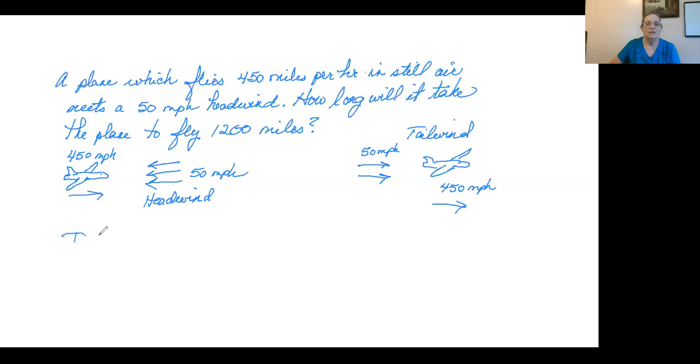So the distance that we want to look at is 1,200 miles. The rate at which the plane flies is normally 450. In this case, it has to fly 50 miles an hour just to essentially stay in one place, to cover the air that's coming toward it. So its rate, according to someone on the ground, is going to be 450 minus 50, and the time is what we're looking for.